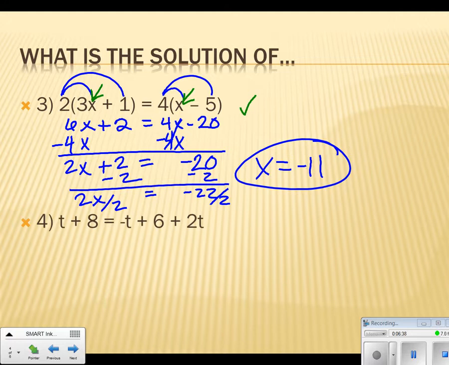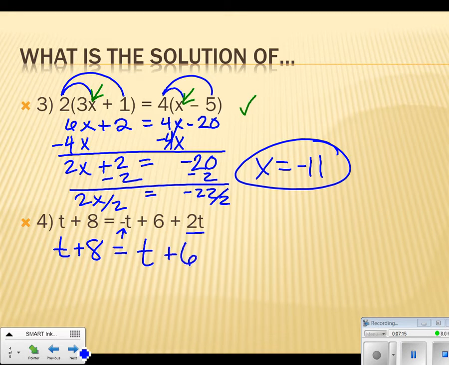t plus 8 is the same as the opposite of t, plus 6 plus 2t. We don't have any parentheses in this problem, but we do have like terms on the right side that we want to put together. So we're going to combine the like terms. Unlike the problem above, we have like terms to do first. So the opposite of t, which you can look at as a negative 1 in front, combined with 2t, negative 1 plus 2 gives you 1. So you have 1t, we just don't write the 1 in front of it, plus 6.